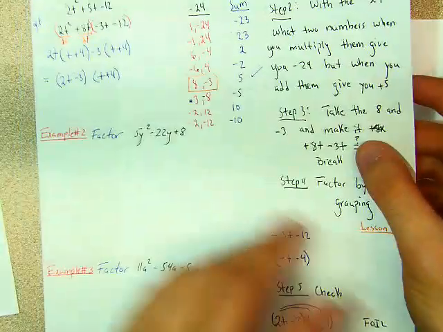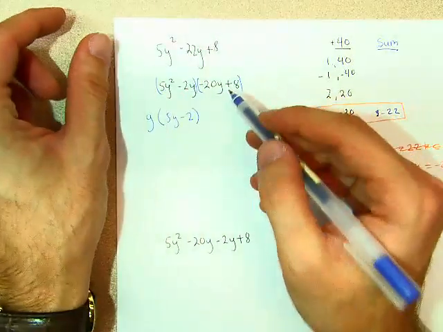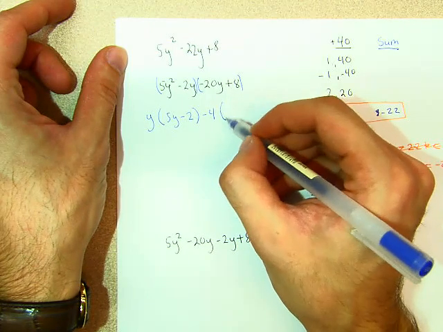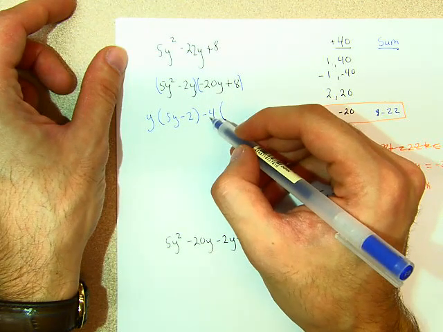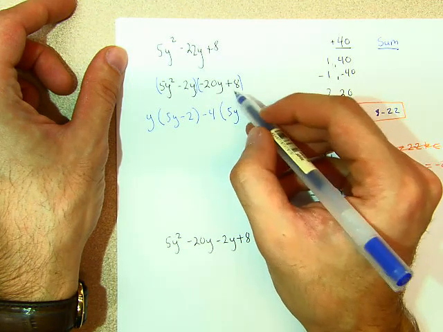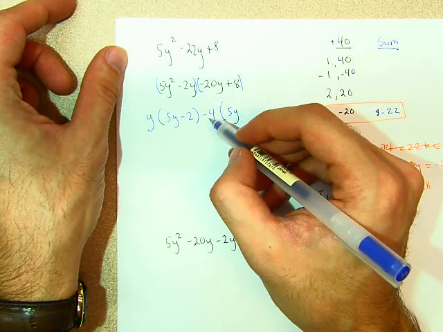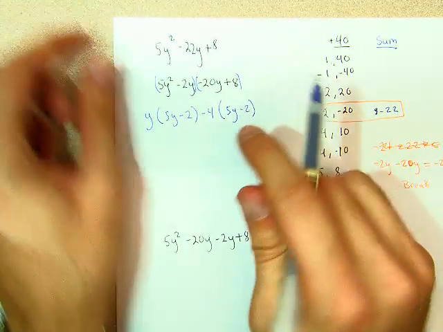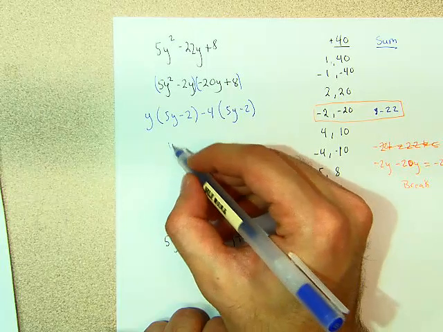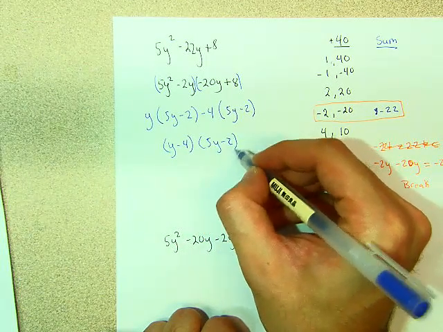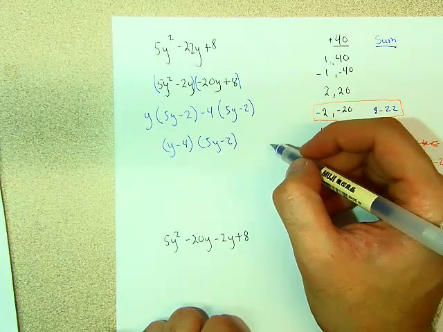Okay? Now over here, you want to get a 5y minus 2. And the GCF of 20 and 8 is 4, but you don't want to take out a positive 4. In this case, you want to take out a negative 4. Because if you take out negative 4, negative 20y divided by negative 4 is 5y, and 8 divided by negative 4 is negative 2. And then voila, they're the same. And you could do your factor by grouping. So you have y minus 4 and 5y minus 2. Okay, and that's it. You're done.